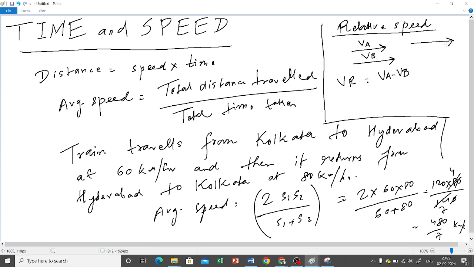Say for example, there is an object moving in this direction and there is another object moving in this direction. What is the relative speed?